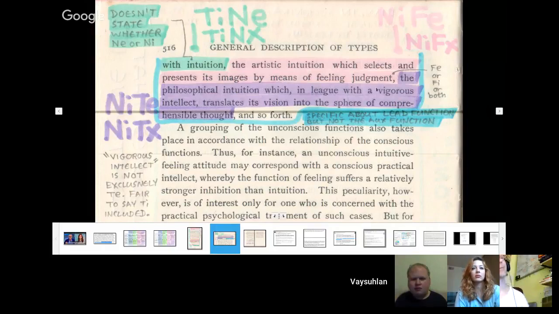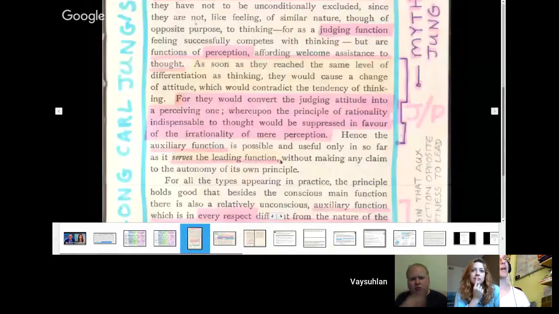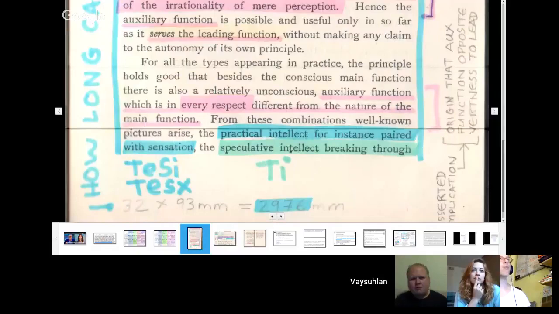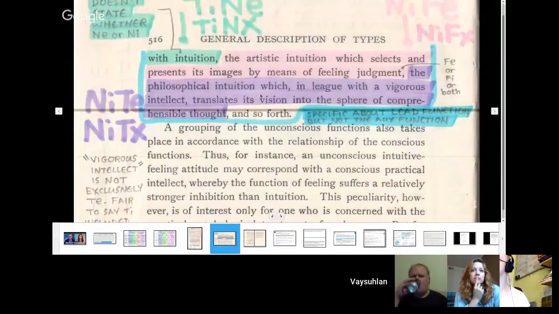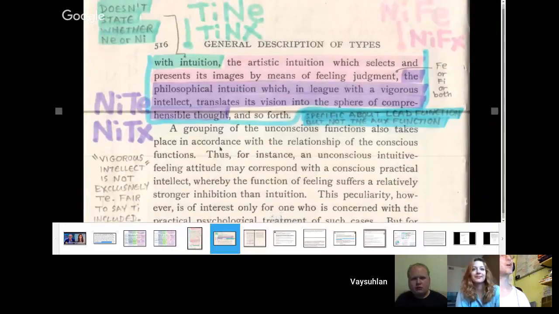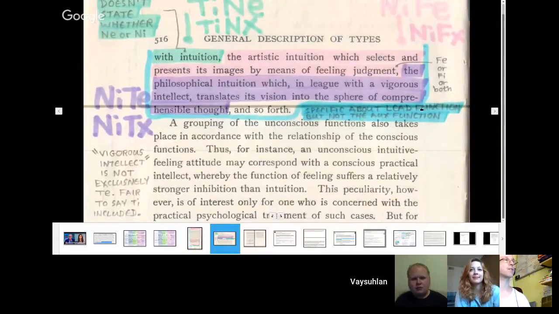And then here we go. This is for INTJ, and I can prove that a little bit. The philosophical intuition, which, in league with a vigorous intellect, again, he's not been specific whether it's TI or TE, translates its vision into the sphere of comprehensible thought. Given that he described TE as practical intellect, he could have said that the auxiliary function was practical intellect, couldn't he? For INTJ. So it's specific about the lead function, but not the auxiliary function.